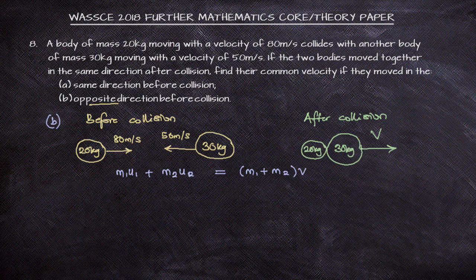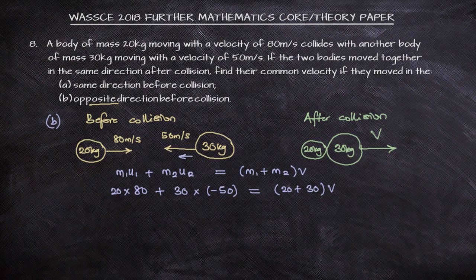So here our M1 is 20 kilogram multiplied by 80. Now the second mass is 30 kilogram, but our velocity is in the opposite direction, so we use negative, minus 50 meters per second. And this will now be equal to the sum of the masses, 20 plus 30 multiplied by the velocity after collision.